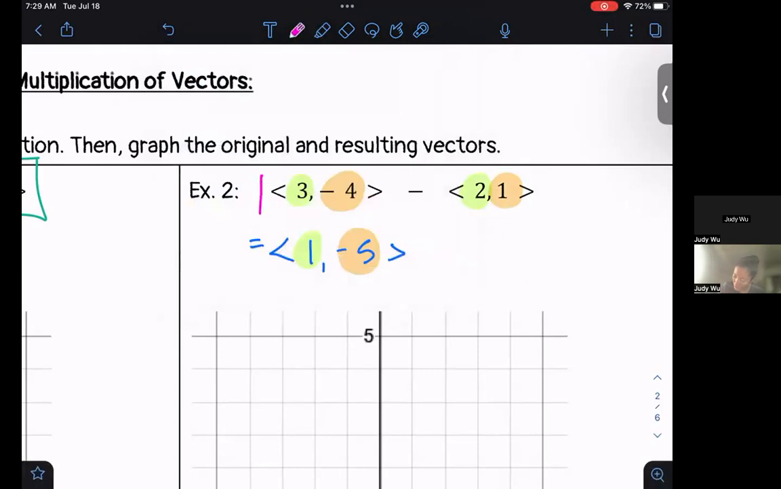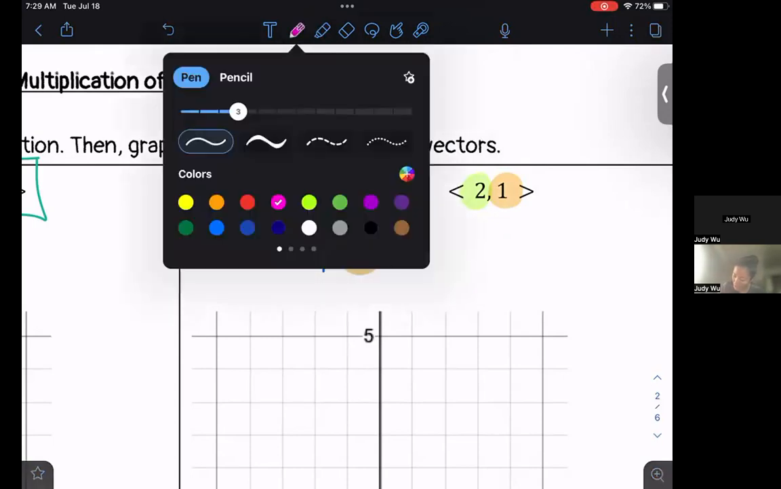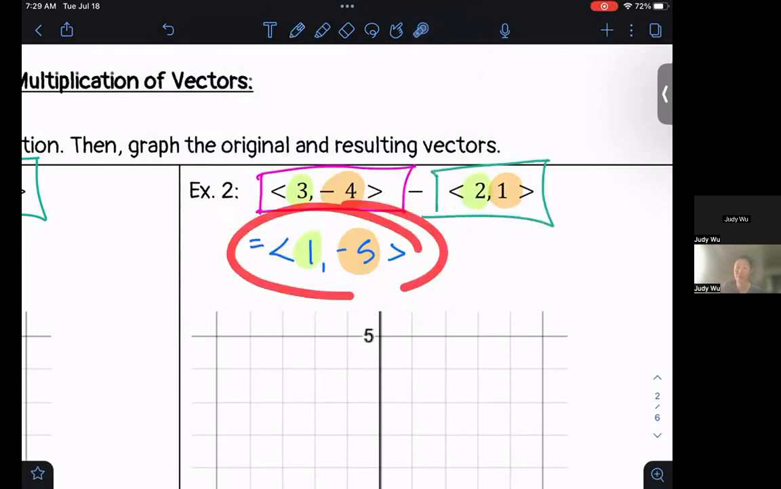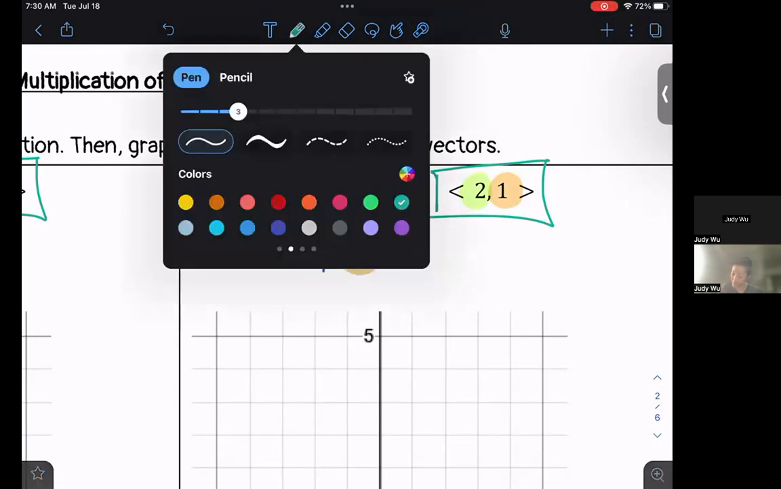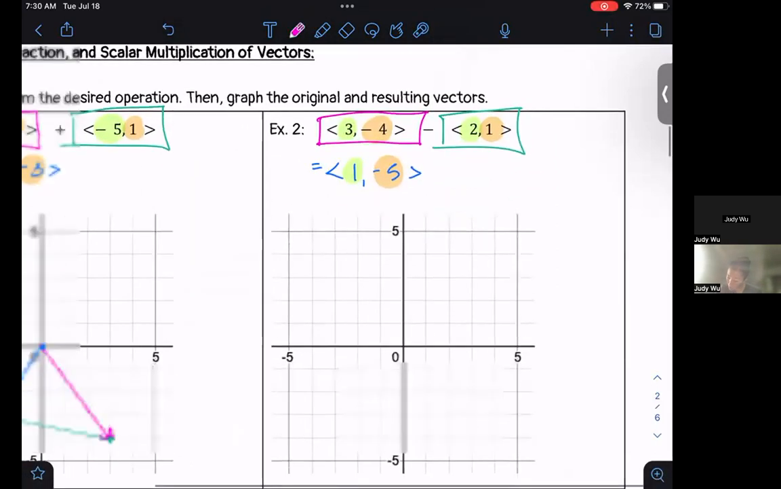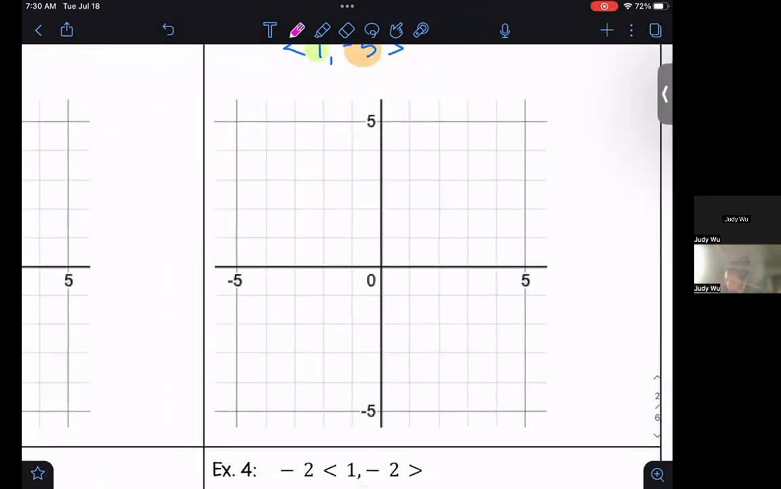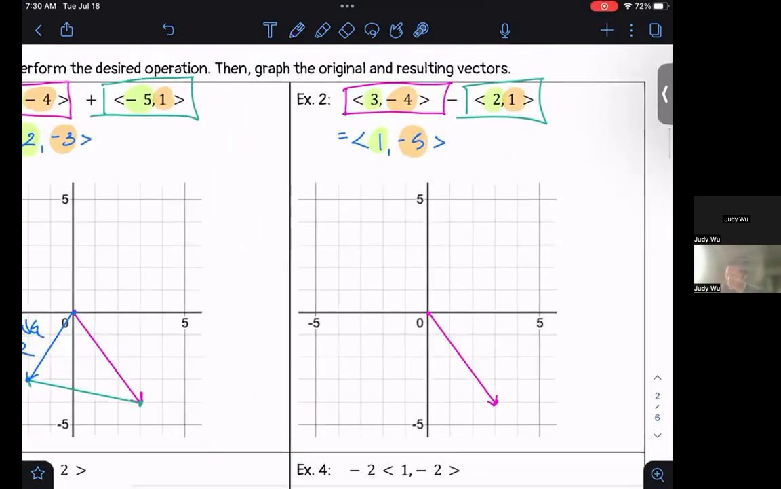And I'm going to go ahead and draw the original vector and the original vector, and then I'm going to draw the resulting vector, okay? So let's get that original vector here. We're going 3 to the right and 4 down. So 3 to the right and 4 down from the origin. And there we have our first vector. And now from here, from the arrowhead, we're going to draw one that's 2, 1. Okay.